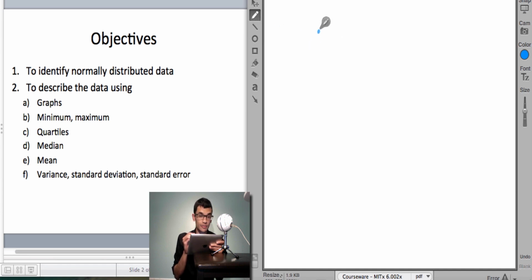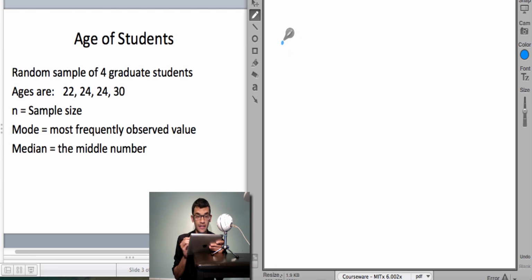Today we'll look at some graphs, and we'll talk about the distribution of the data using minimums and maximums and quartiles. Then we'll look at the mean or average of the data and the median of the data set, and other measures of how to understand that distribution, such as variance and standard deviation and standard error, and how to calculate each mathematically.